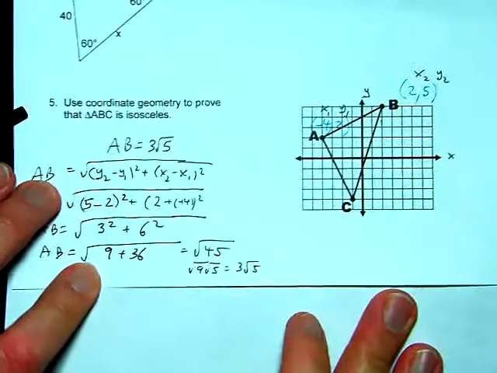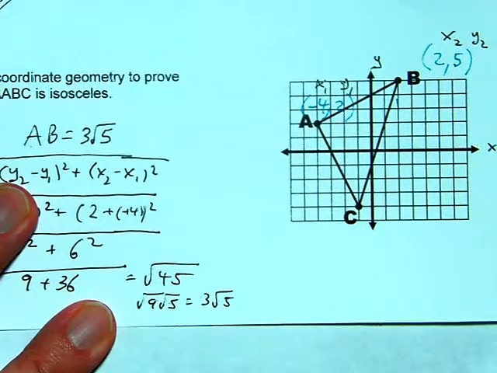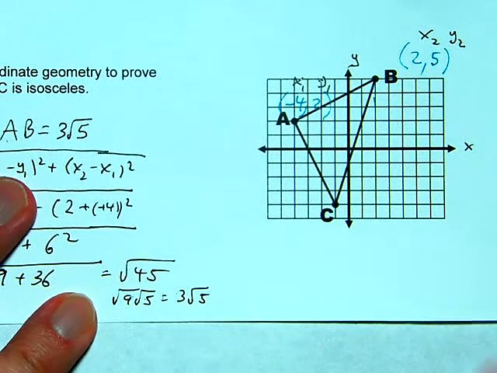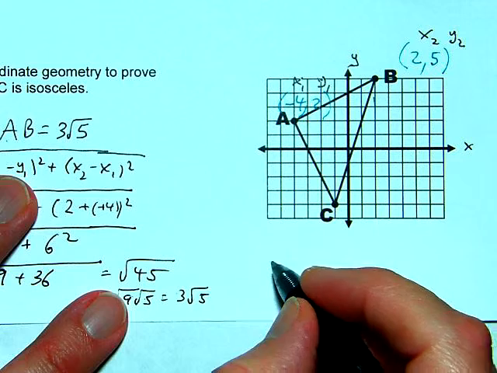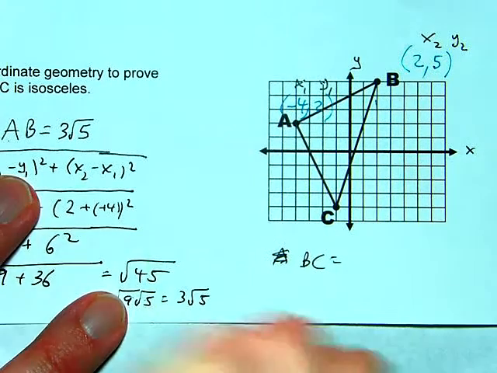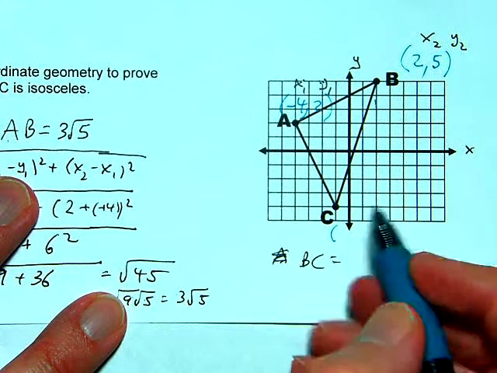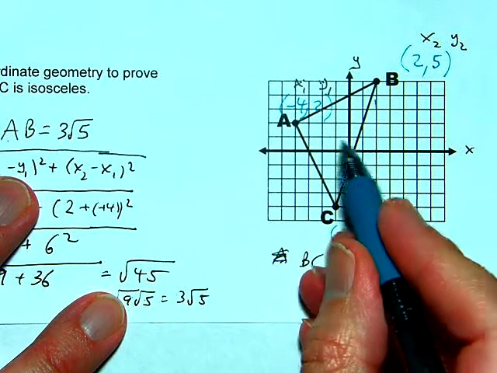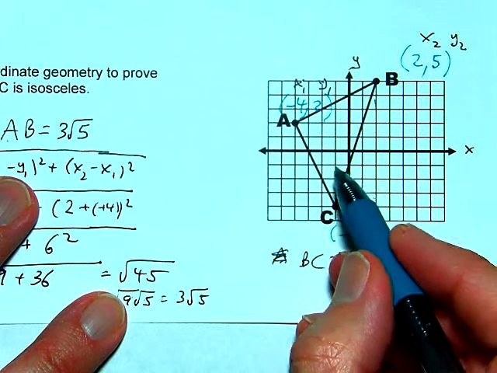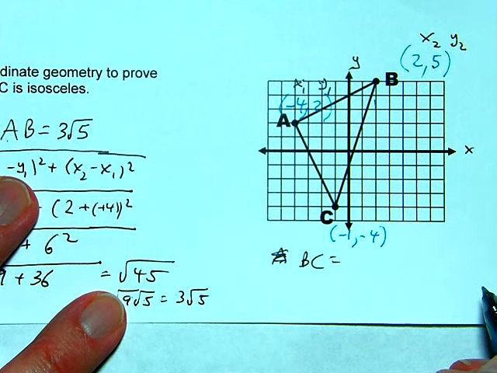So we're going to have to find the length of at least one of the other sides. Let's go with BC. Okay, let's try to find the length of BC. And let's use the Pythagorean theorem this time. So remember that one way to do that is we're going to look at the coordinates of C, which is negative 1, comma, negative 4. So negative 1 comma negative 4 is the coordinate of C.